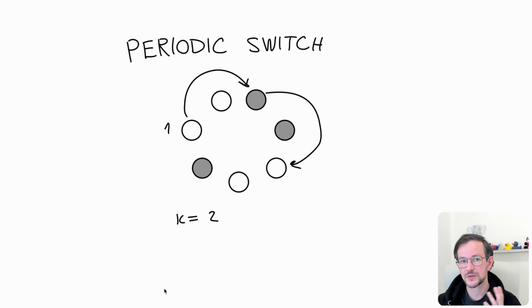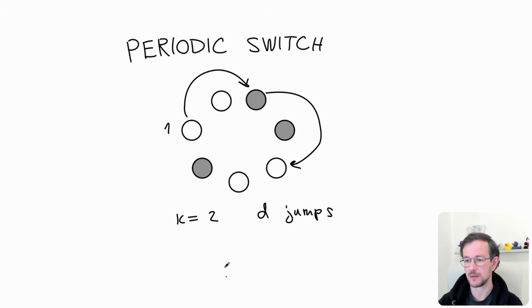The question is the following. We need to answer queries. Each query is the following: we make D steps, D jumps, and we need to answer how many lamps are currently on. So if we make D jumps, we need to say how many lamps are on. That's it. We have many queries, but k is the same. That's important. This number k is the same. We only have different numbers D, and for different numbers D we need to answer this query.